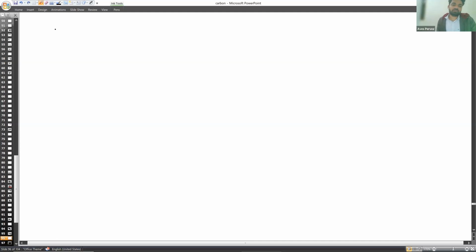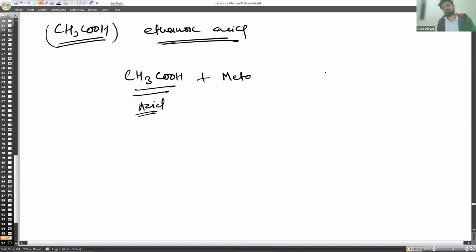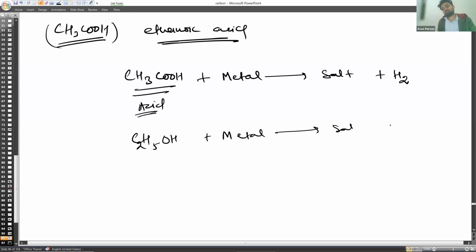Now, have we learned the chemical properties of ethanoic acid? What is ethanoic acid? CH3COOH. Ethanoic acid is a 2-carbon acid. The first property is that this is an acid. If acid reacts with metals, it gives you salt plus hydrogen gas. And this is the same for ethanol also, C2H5OH.